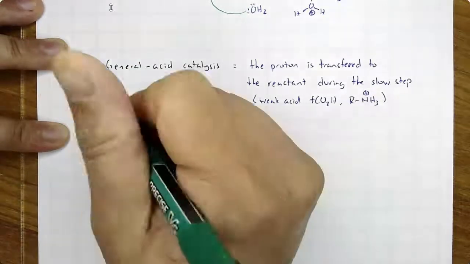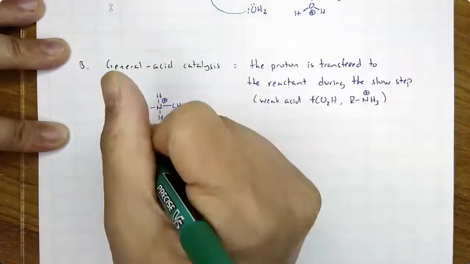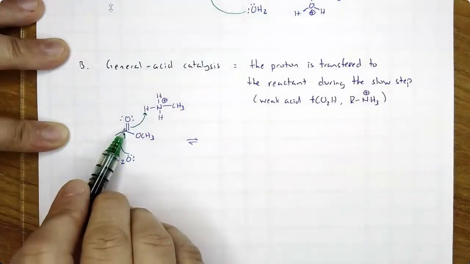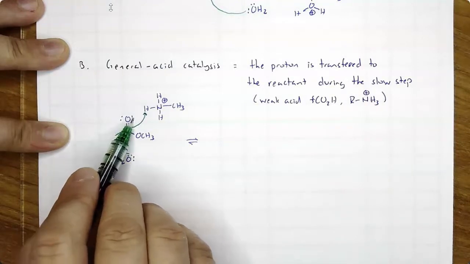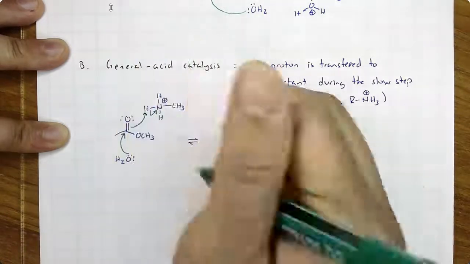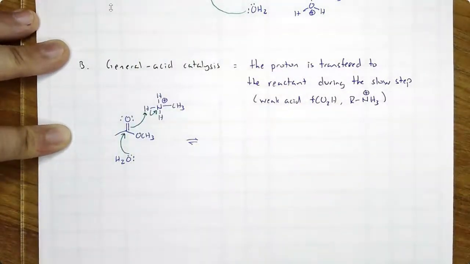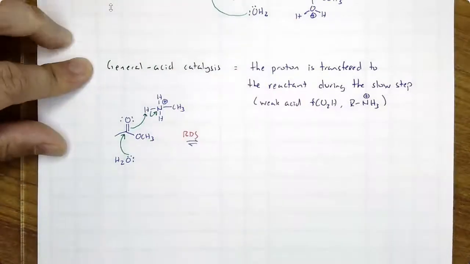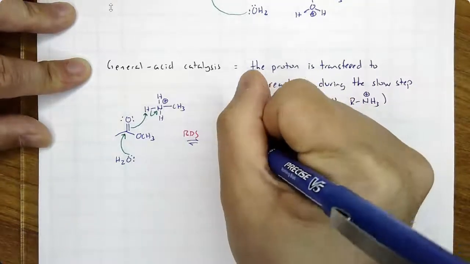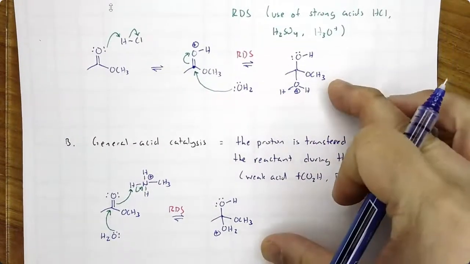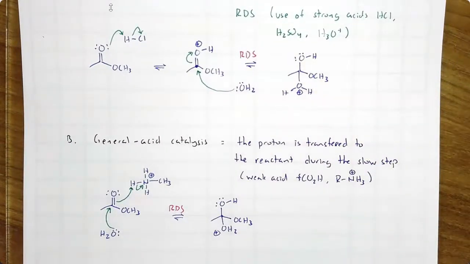How should we draw this? Either you could draw the bond to the hydrogen like this, or in some textbooks they draw the bond to the atom and then they use a lone pair. But I'll do it this way. So do you see how the proton transfer is happening at the same time as the water attacks? That is the RDS. And do we get the same result? Yeah. We get the same result as we did with specific acid catalysis. Next will be specific base and general base catalysis.